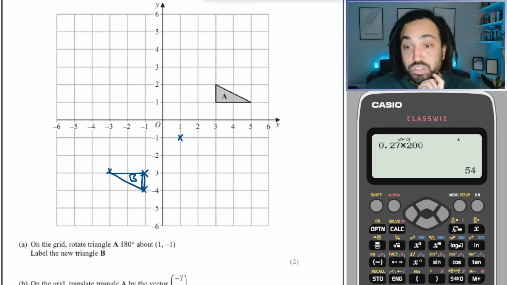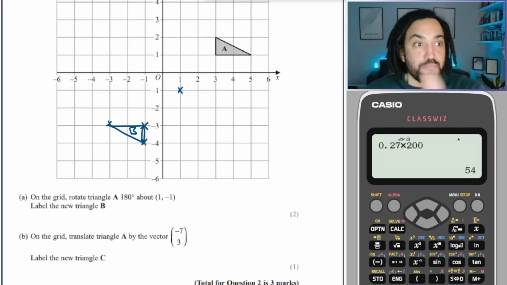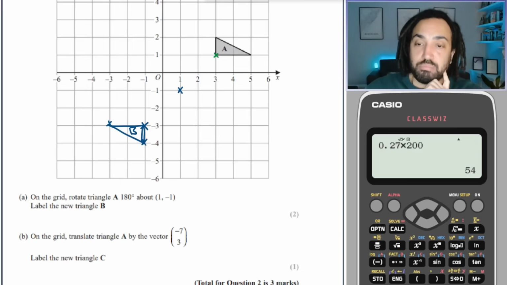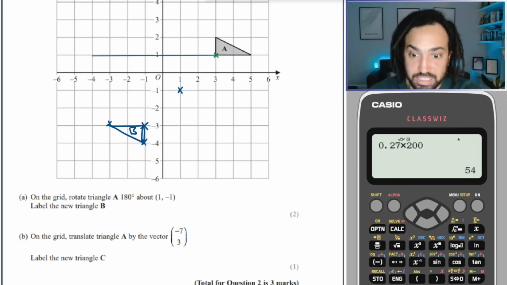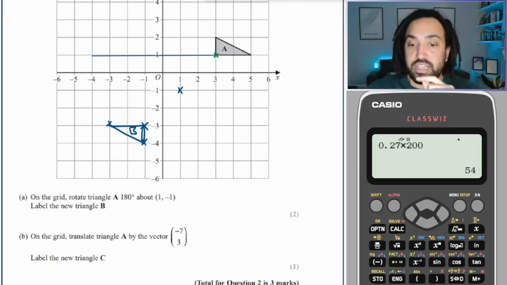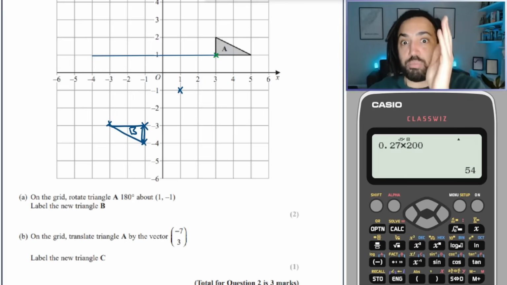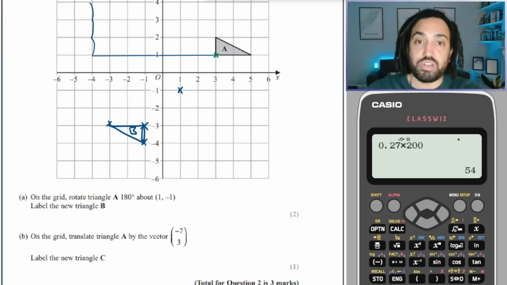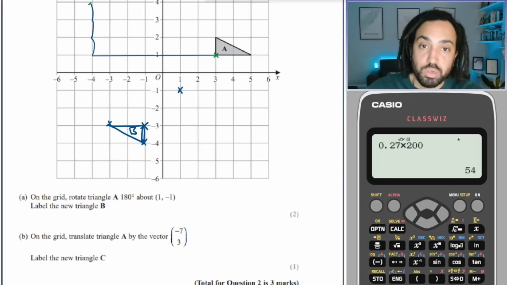Now it's asking me to translate, which means to move the object by -7, 3. So I highlight the corner I'm moving, and then I go 1, 2, 3, 4, 5, 6, 7. That's to the left because it's -7. And the 3 represents up or down, because it's positive, we're going up. And that is 1, 2, 3. So that becomes my new corner.